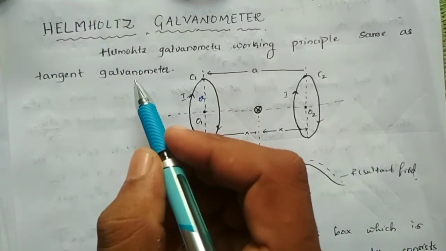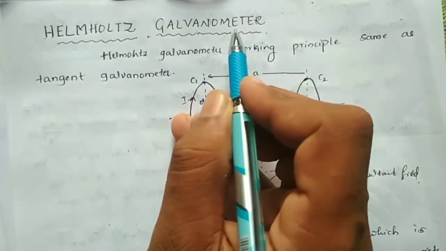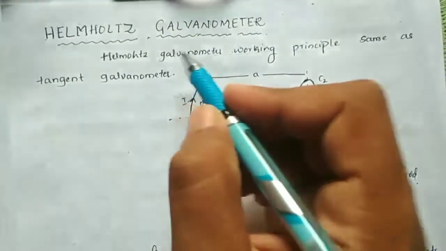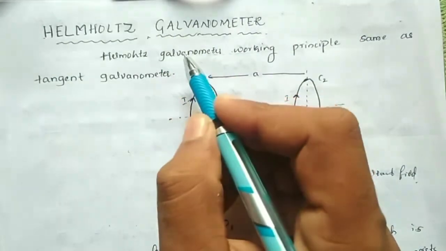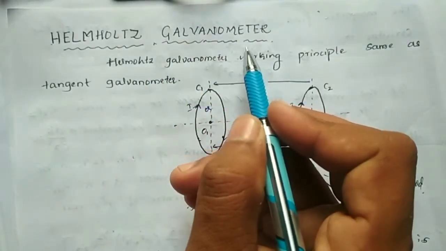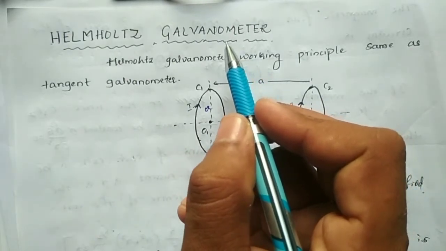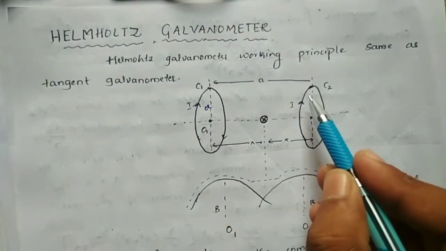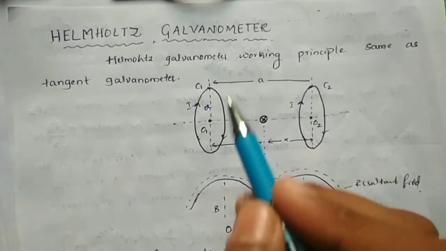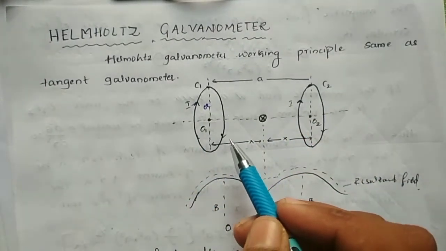Okay, today we have to discuss the Helmholtz galvanometer. The Helmholtz galvanometer mainly works on the principle of the tangent galvanometer. The difference between them is that the Helmholtz galvanometer has two circular coils carrying a current, but the tangent galvanometer has a single coil carrying a current.